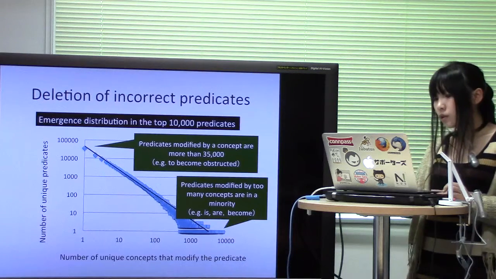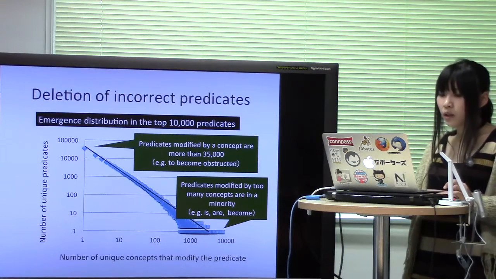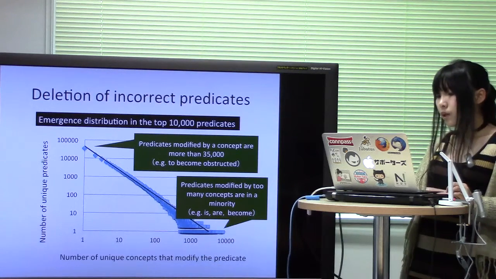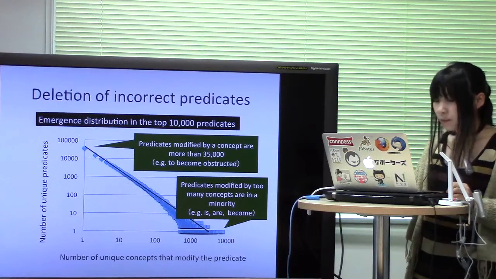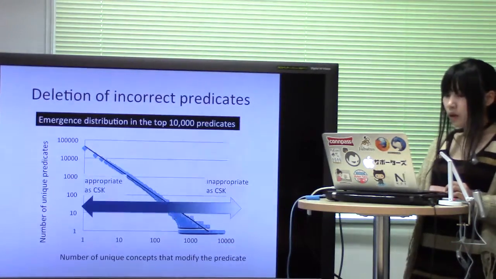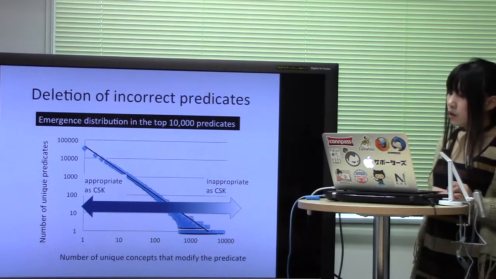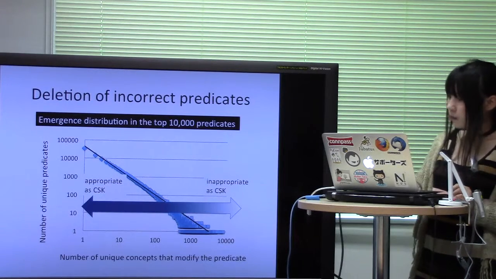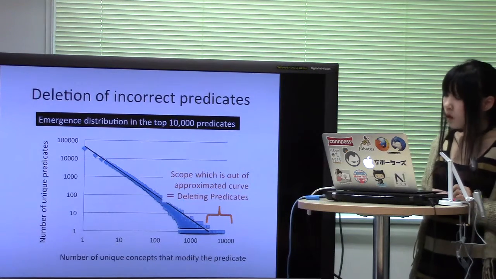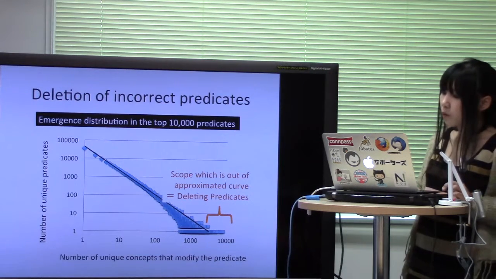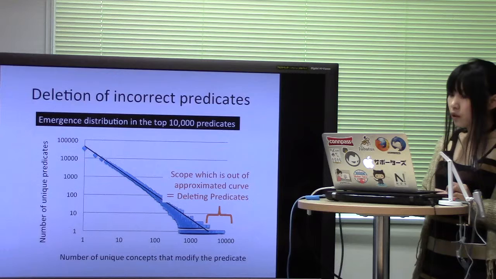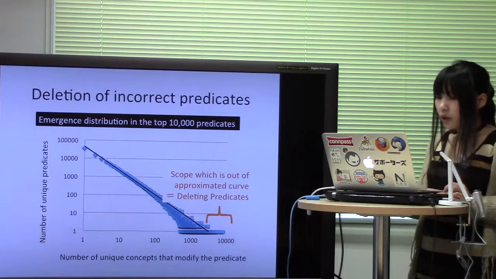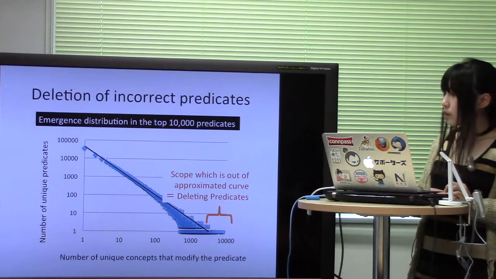Compared to this, the part shown by the lower right points presents predicates modified by too many concepts, which are in a minority. For example, predicates such as either fall under these points. What I mean is that the predicates modified by many concepts, meaning generic predicates, are found on the right side of the graph. We focused on the scope which is outside of the power approximated curve. The predicates which fall under the scope are modified by too many concepts. So we delete the predicates belonging to that scope as deleting predicates.